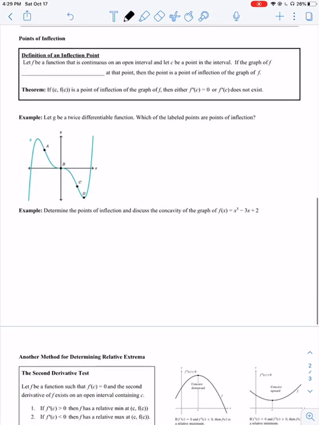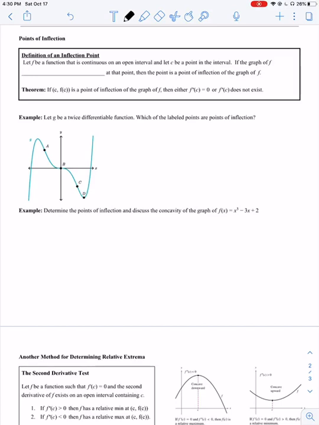So this now brings us to points of inflection. Points of inflection, also known as an inflection point. So an inflection point is just where your graph changes concavity. Last time we talked about how relative maximums and minimums were where you switch from increasing to decreasing. But now points of inflection are where you switch concavity.